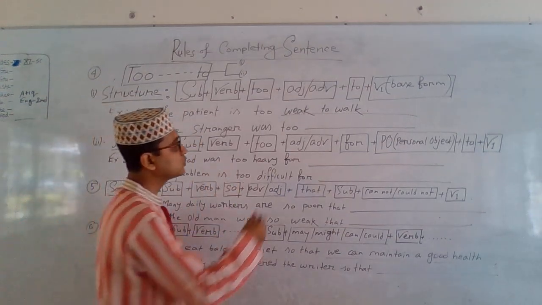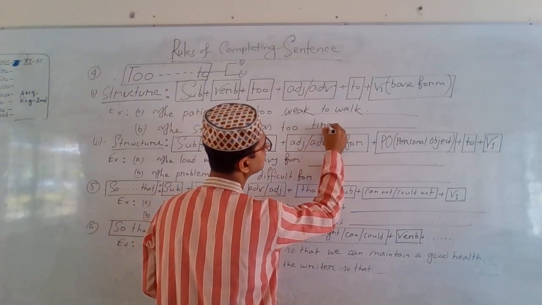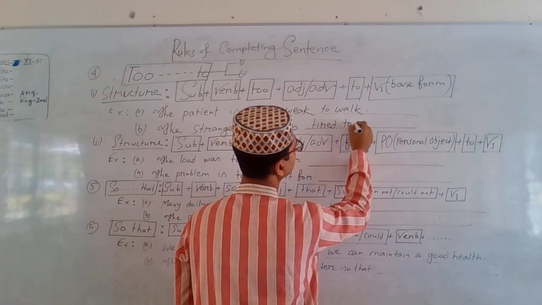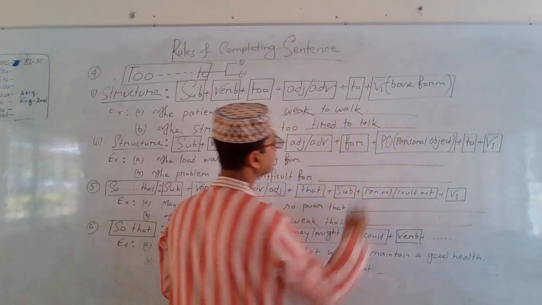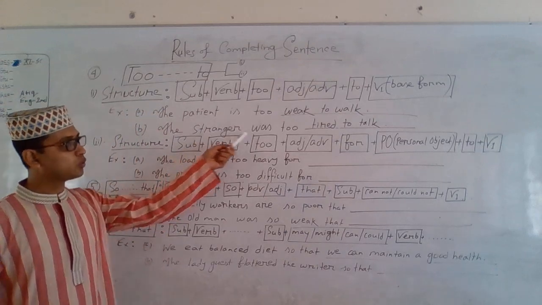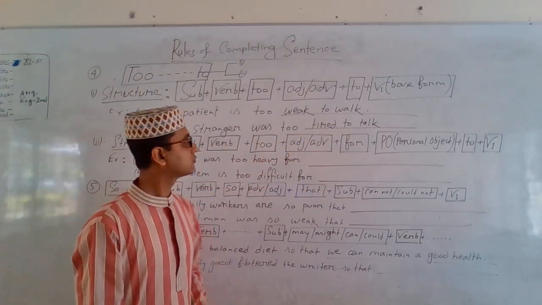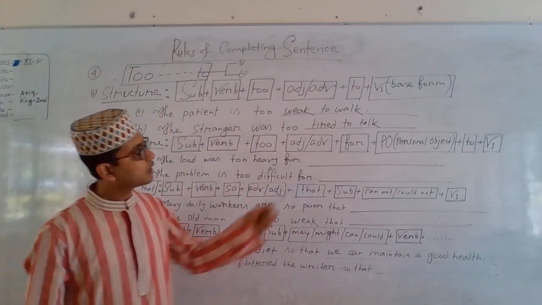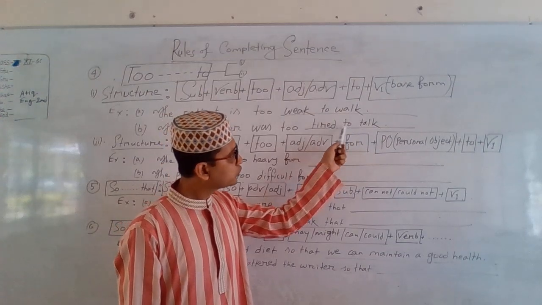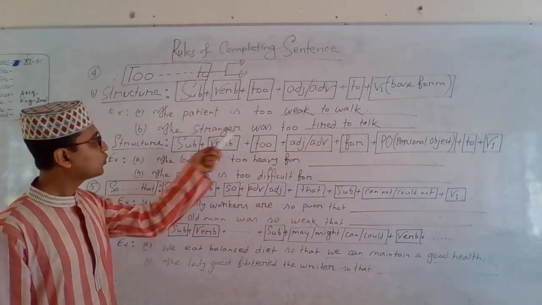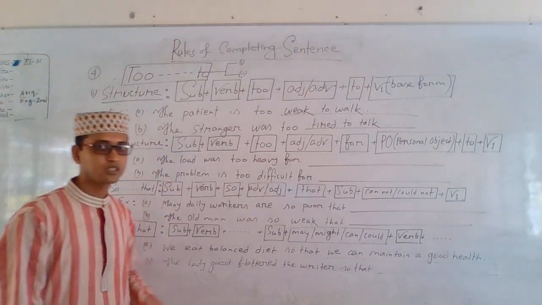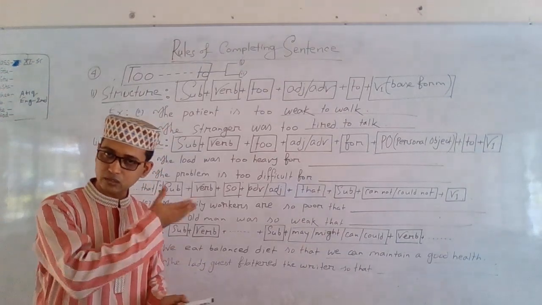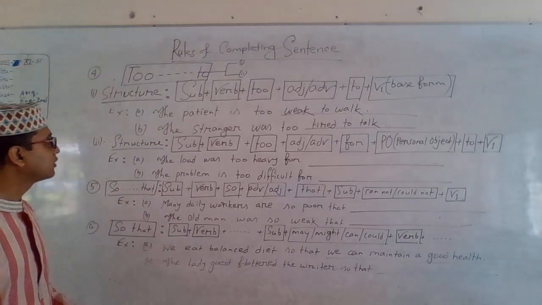Again, the stranger was too tired to talk. Very simple sentence. Here, after too, an adjective is used, and then the infinitive is also used, to talk. The stranger was too tired to talk. In that way, you can also make many sentences depending on that particular structure.